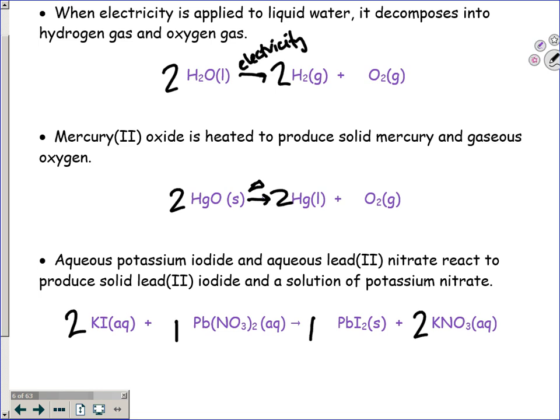Is it okay if, instead of a triangle, you just write heat? Because that's not how this is different.